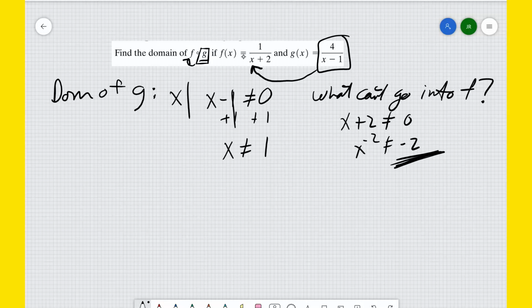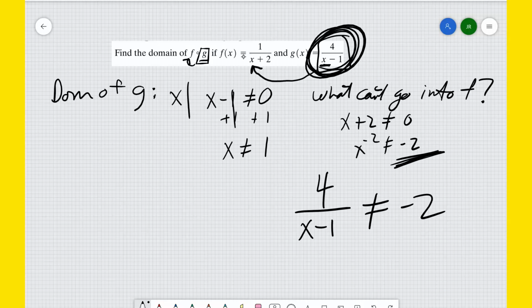So I know negative 2 can't go into f, but what's going to happen is the g function, 4 over x minus 1, is what's going to go into that. So the 4 over x minus 1 is what can't equal negative 2. Something's going to go into here first. So we know one is going to screw things up. But what else might screw things up is anything that goes in for x that results in negative 2, which will then mess things up in f. So this can't result in negative 2. So I say 4 over x minus 1 can't be negative 2.